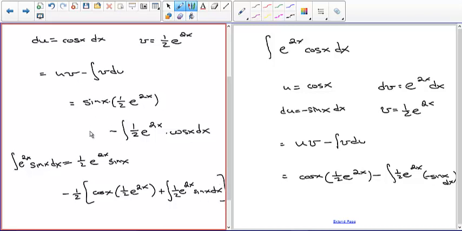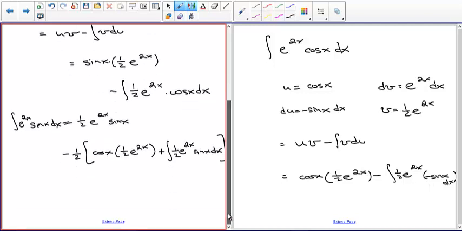Let's make sure I did this right. So you get 1/2 e to the 2x sine x minus 1/2 times the integral of this thing, which is cosine of x times 1/2 e to the 2x minus the integral of 1/2 e to the 2x, and the negatives cancel. Okay, so there we go. Now if you are more observant than the average person, you'll notice that on the left-hand side we have the integral of e to the 2x sine x dx. On the right-hand side we also have the integral of e to the 2x sine x dx. So these are the same thing.